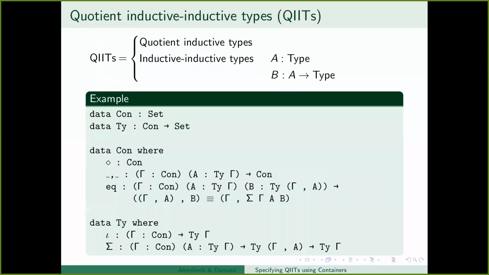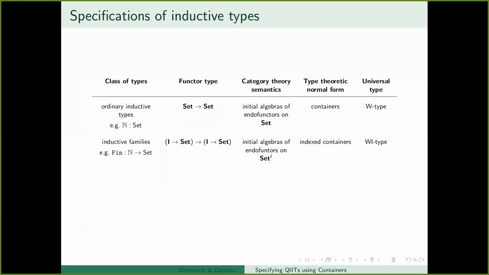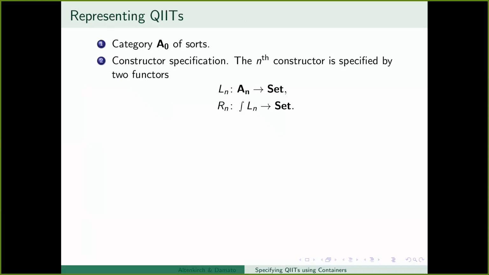And so again, if I were to, let's say, be specifying this context extension constructor, then the left-hand side would be gamma and A, and then the right-hand side would be the sort con. But this also works for equality constructors. So even if I was specifying eq, then the right-hand side would just be this whole equality. So this is how I specify a constructor.